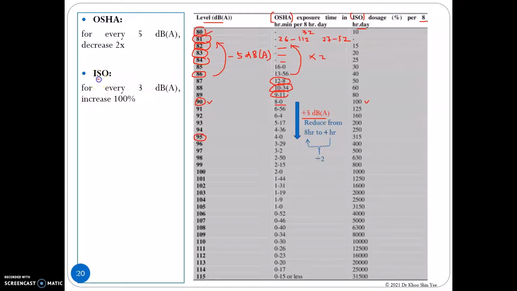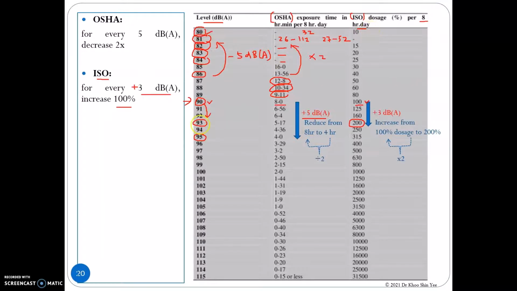On the other hand, for the ISO standard, for every 3 dB increment, the dosage will increase by 100%. For example, 90 dBA is equal to 100% of the dosage. If we increase the dBA by 3 to be 93 dBA, in this case you can see the dosage increases by 100%. By rule of thumb, we should only stay maximum at 90 dBA for 8 hours per day.